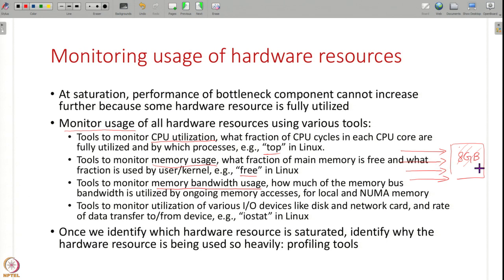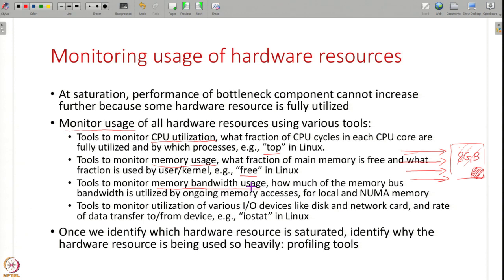For example, you can be using only a very small fraction of your memory, but you could be accessing it all the time, continuously, so that this bus becomes busy. Or you could be using your entire memory, but this bus is lightly utilized. You filled up your entire 8 GB, but you are only very rarely accessing it, so this bus is free. These are two different things, the actual memory usage and the memory bandwidth usage.